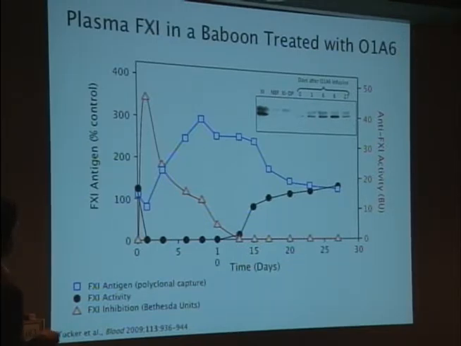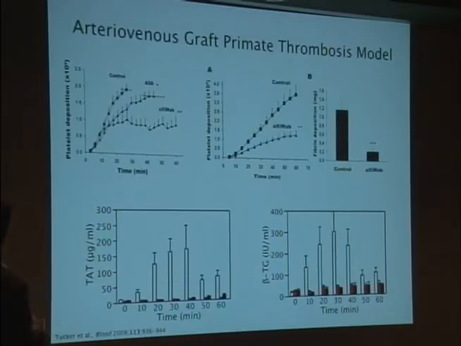And when this antibody was administered to baboons, essentially you get this plummeting in factor XI activity that lasts for over a week. The interesting thing is the factor XI is actually not cleared from the plasma by this antibody. If anything, the antigen level actually rises, as if the normal clearance of the protein is interfered with. But you can't measure any of its activity. And what happens in the thrombosis model in the presence of the antibody is fairly impressive.